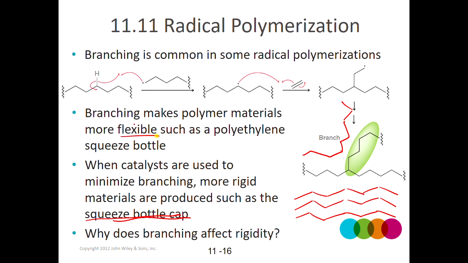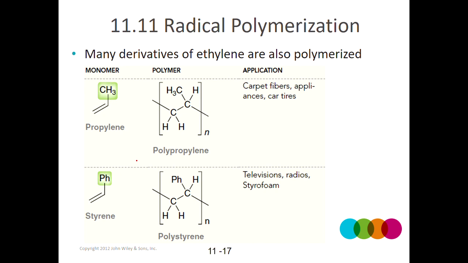So you get more flexibility with more branching because the intermolecular forces don't hold the polymer chains in as rigid of an arrangement next to one another. All right, so let's look at some specific polymers. So one is polypropylene. So I've got propene here, or propylene. Propylene is the common name, propene is the IUPAC name.